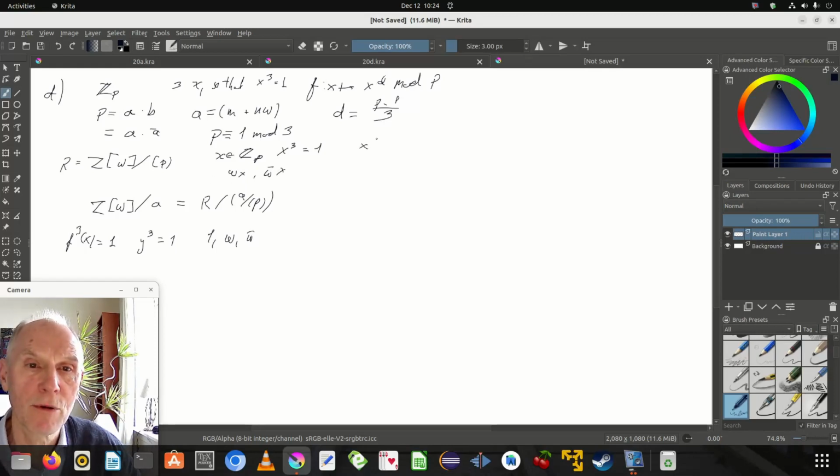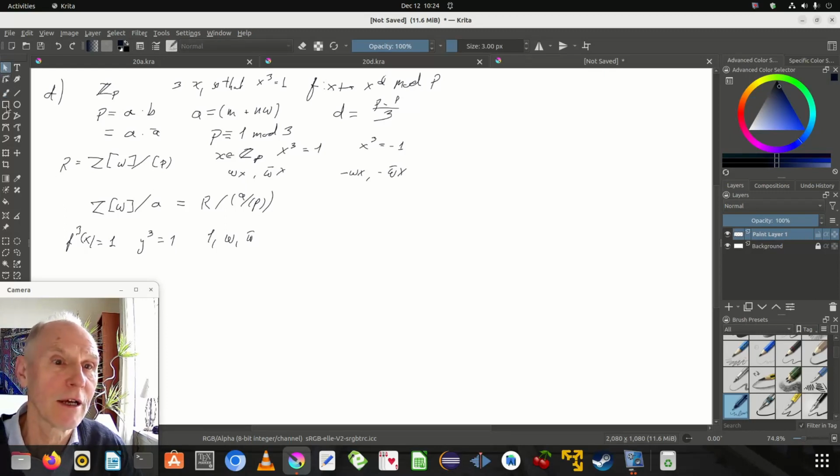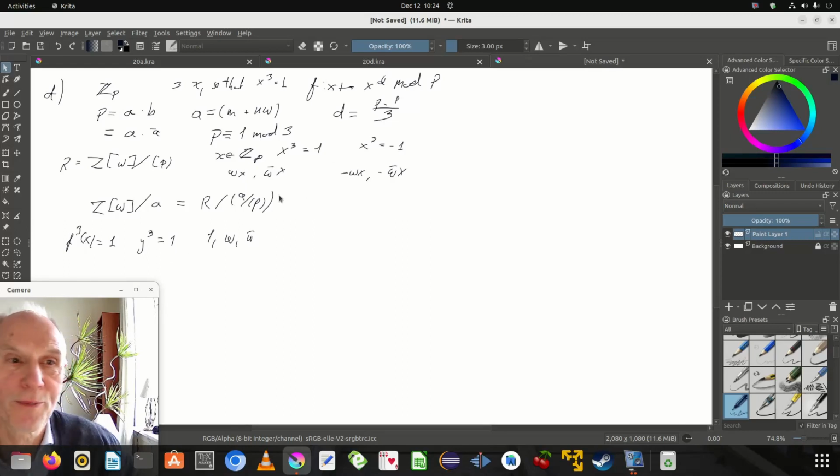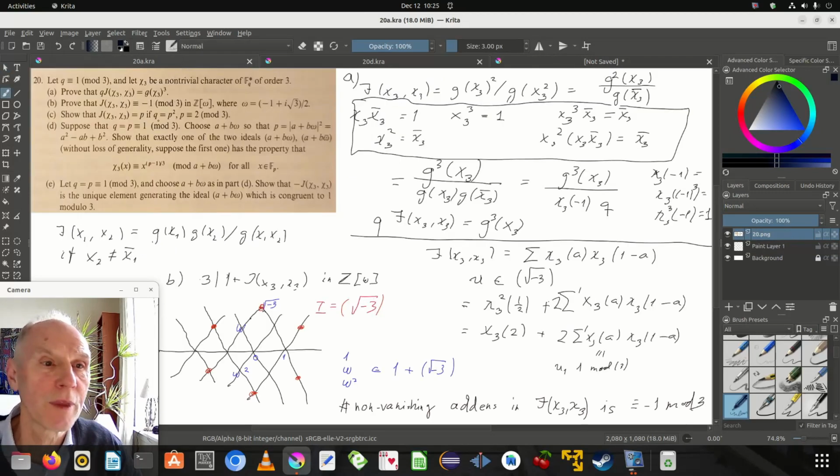And there will also be some that is equivalent to -1, and the same thing, we also have minus omega x and minus omega bar x. Maybe there are more, but down in this field, it's a field, there are only 3. So I didn't see the problem, so that's what I had to say about question D.